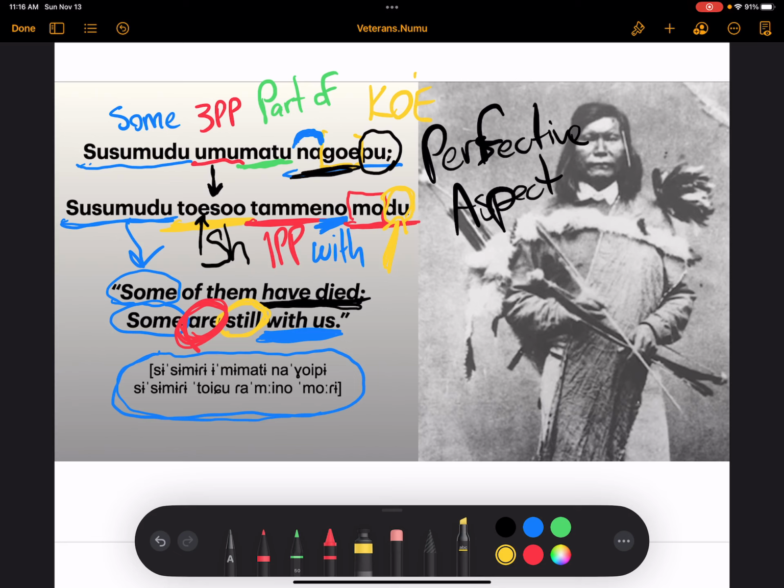So now you should be able to read this and understand it completely, all the parts of the words. Again, from the beginning, it is: some of them have died or have been killed. And second, some are still with us. If you have any questions, please feel free to ask.